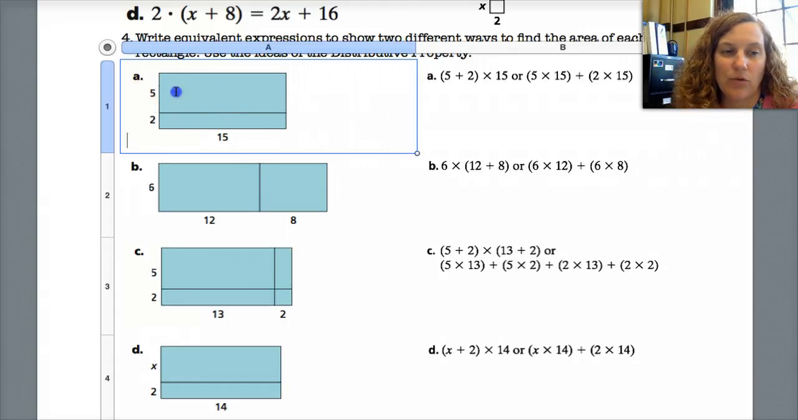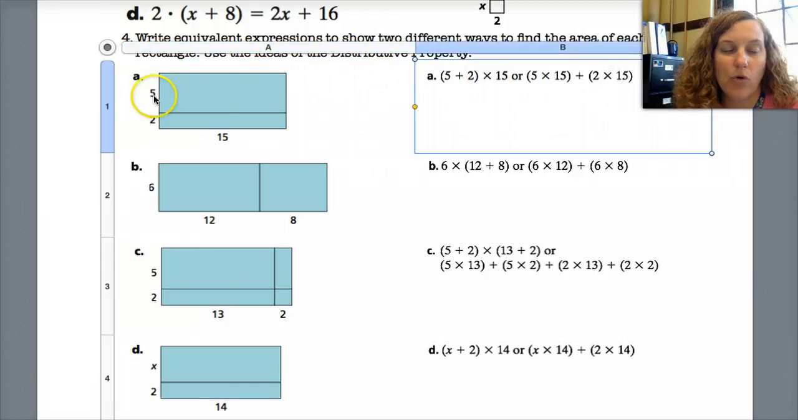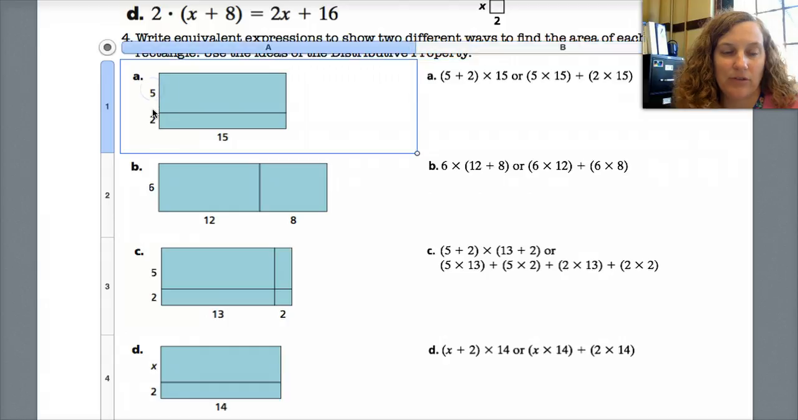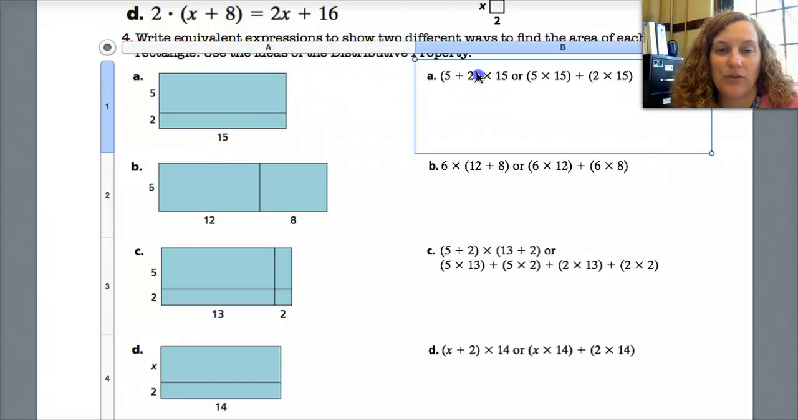I can say the way that we know, length times width, 5 times 15 plus 2 times 15, or I can add the 5 and 2 together and multiply that by 15. So 5 plus 2 times 15, or 5 times 15 plus 2 times 15.